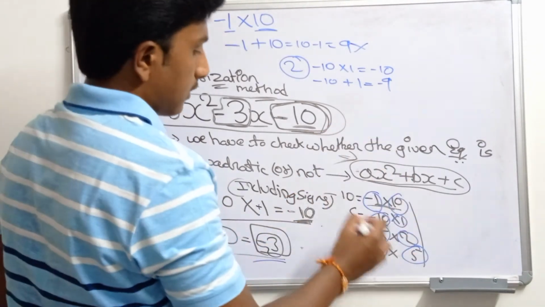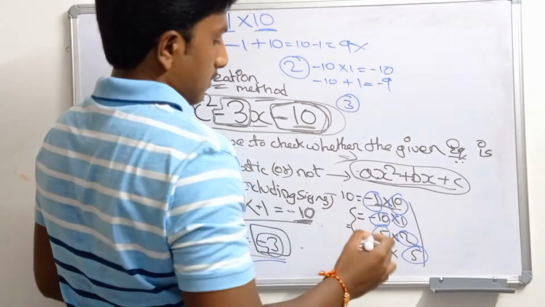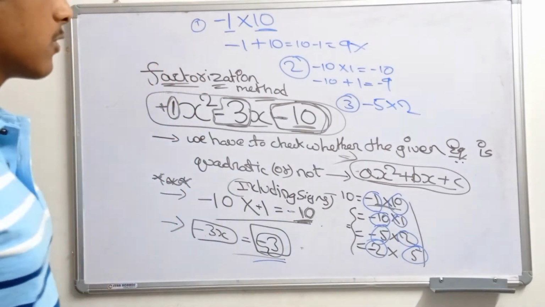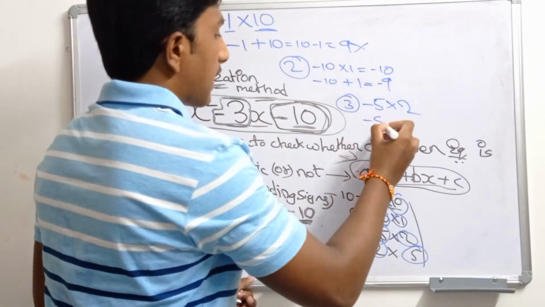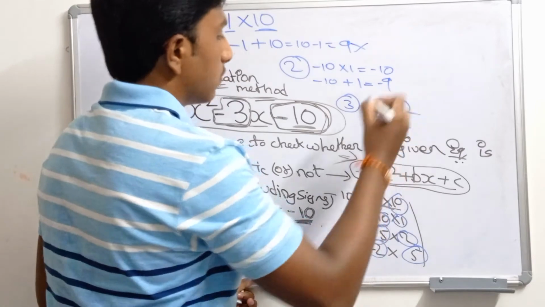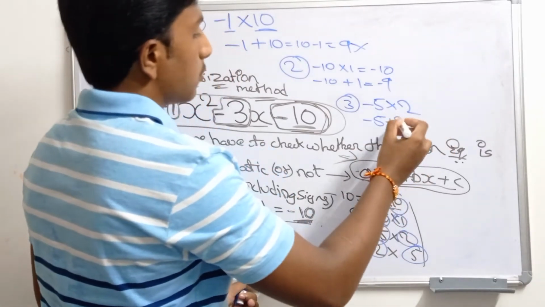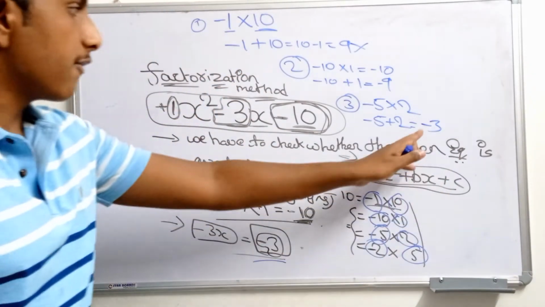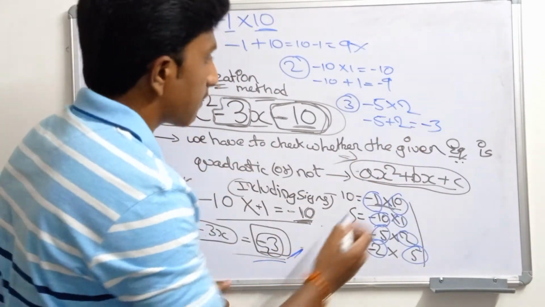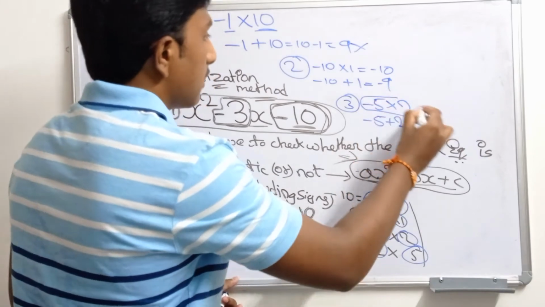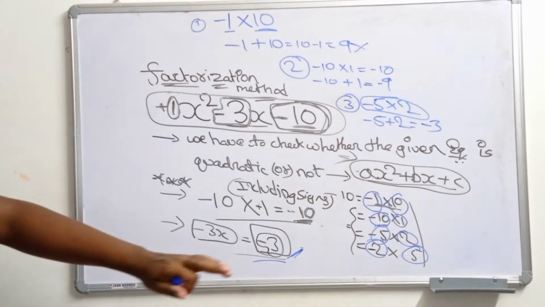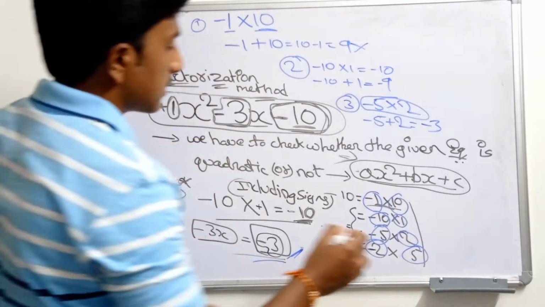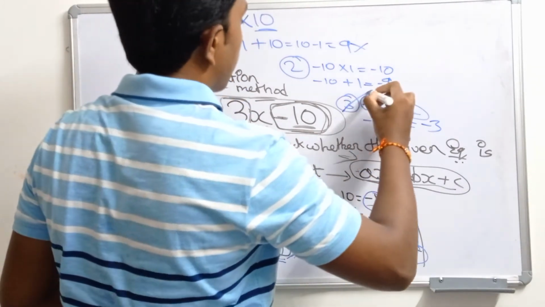Now moving to the third factors. Minus 5 into 2. Minus 5 into 2 means we have to add minus 5 plus 2. That means 2 minus 5, minus 3. Guys, here we are getting minus 3 and here we have minus 3. That means is this factor sufficient according to our rule to solve this problem according to the factorization method? Yes, these factors are suitable, so we'll make a tick mark.